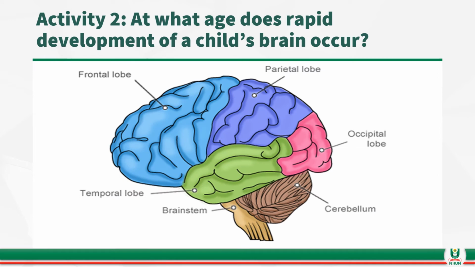So this takes us to activity 2. At what age does rapid development of a child's brain occur? You can see the frontal lobe, the parietal lobe, the occipital lobe of the brain, the cerebellum, the brainstem, and the temporal lobe. At what age does rapid development of a child's brain occur?